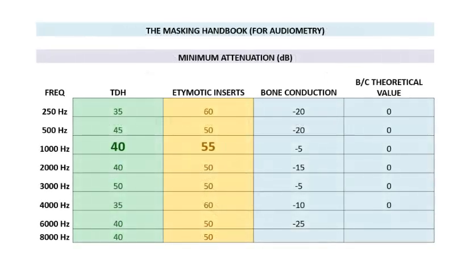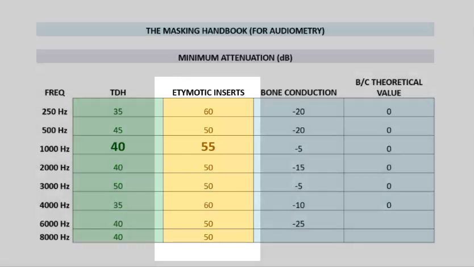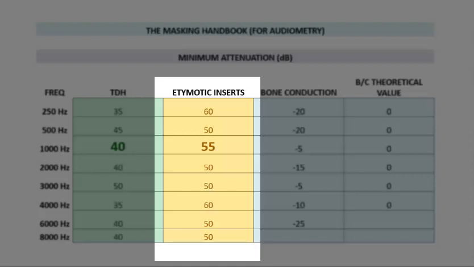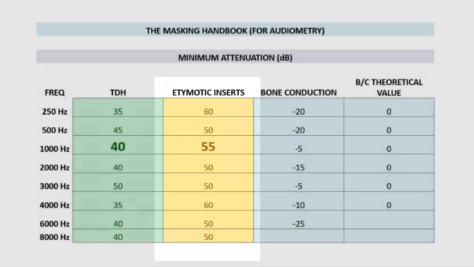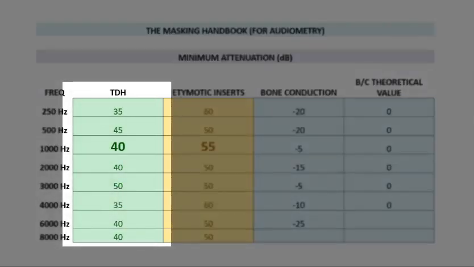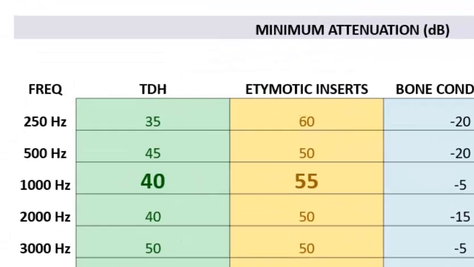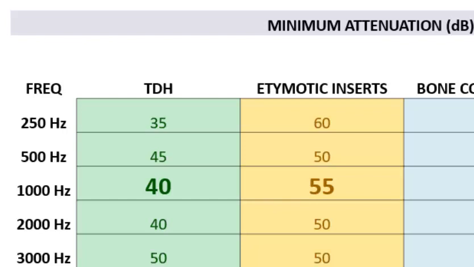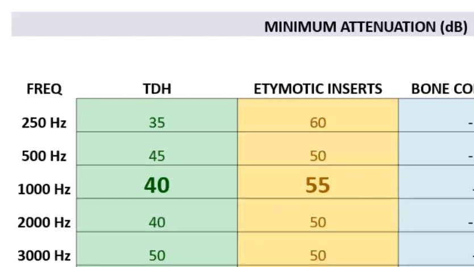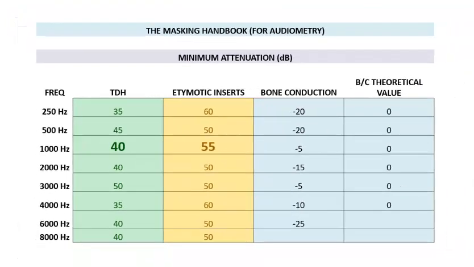Here are our minimum possible interaural attenuation values. We can see that the insert earphones have higher min-IA values than the TDH headphones in general. For example, if we take a look at 1000 Hz, we see that the min-IA for TDH headphones is 40 dB, while for the inserts it's 15 dB greater, which for our purposes is a 15 dB improvement.